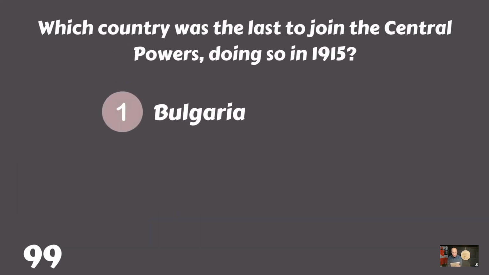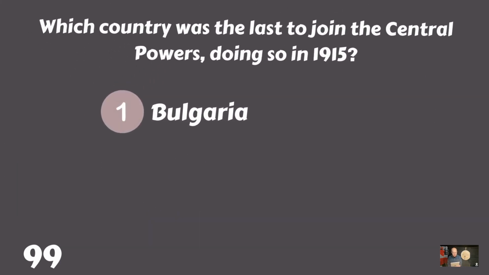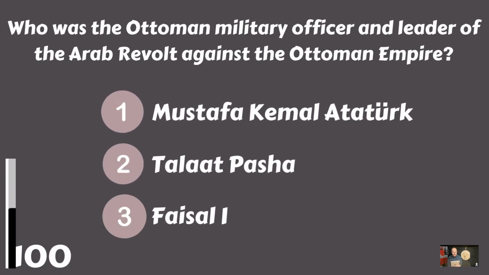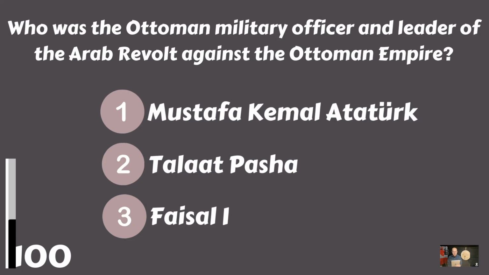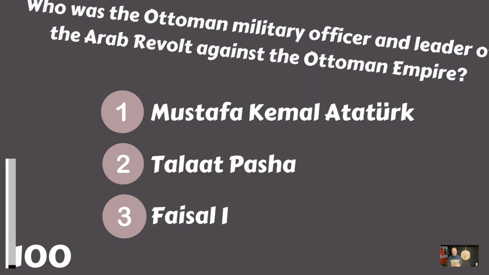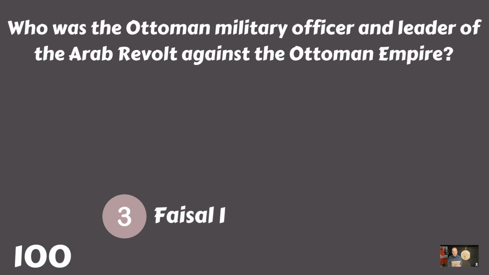And now question 100, the last one. Who was the Ottoman military officer and leader of the Arab revolt against the Ottoman Empire? Was it Mustafa Kemal Ataturk? Was it Talat Pasha? Or was it Faisal I? And that would be Faisal I. And that was question 100.